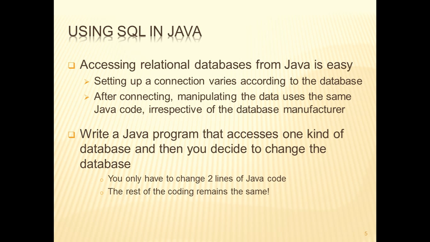When you write a Java program that accesses one kind of database, for example, you might write it using Oracle, then if you decide that you want to change your database for that program to a different database, such as MySQL, then you've only got to change 2 lines of code in your program. Basically that little bit of code that connects to the database. There's a different way of connecting to an Oracle from connecting to a MySQL database. All the rest of the coding remains the same. And that's one of the great things, I think, about using databases within Java.